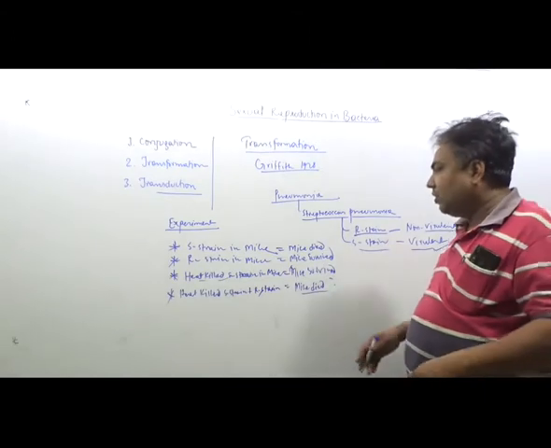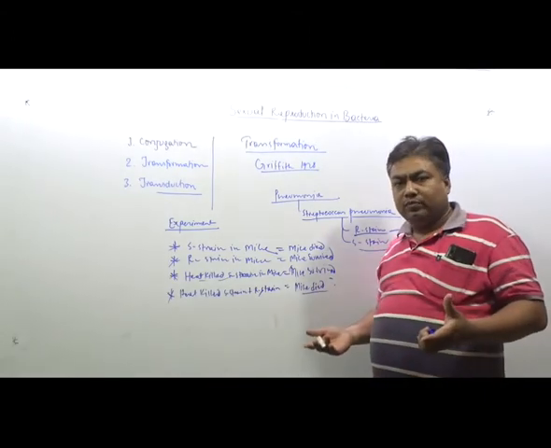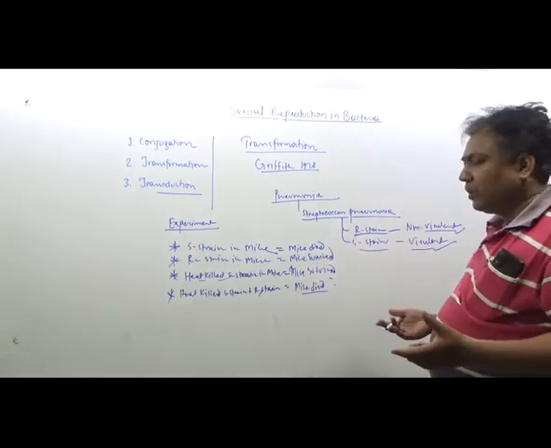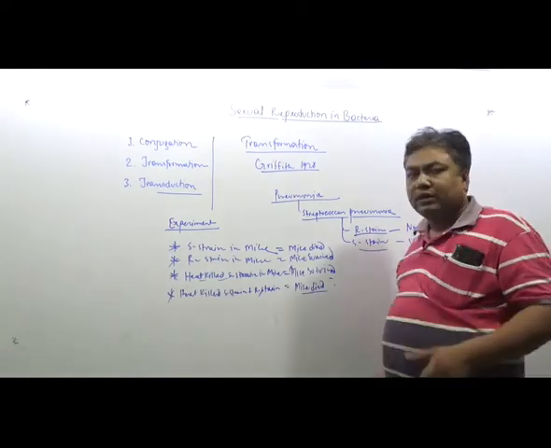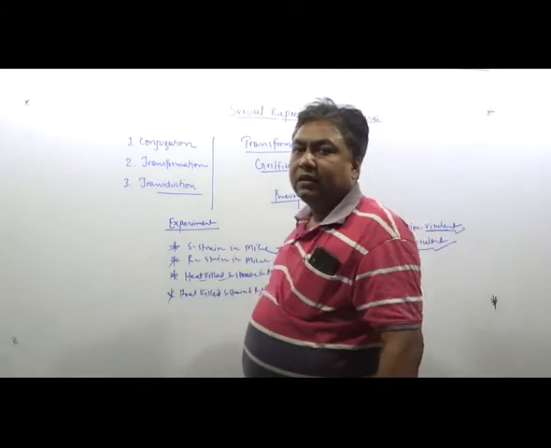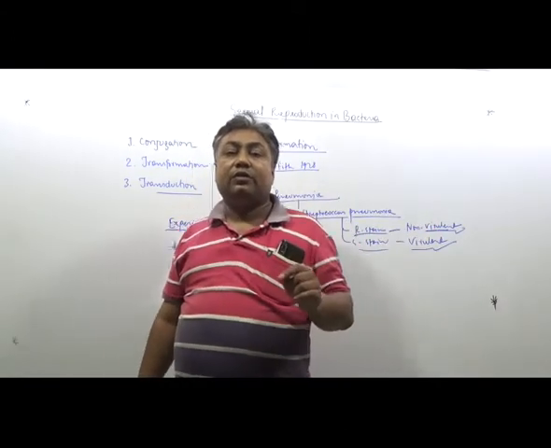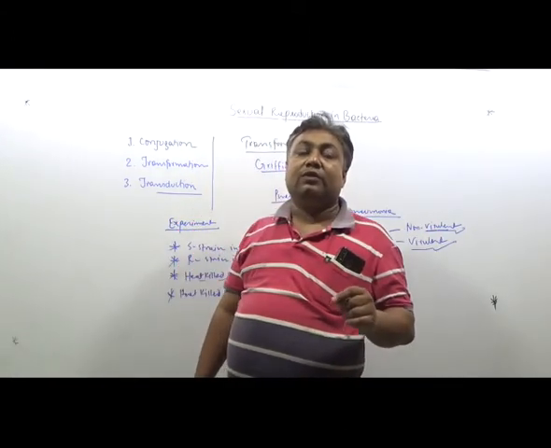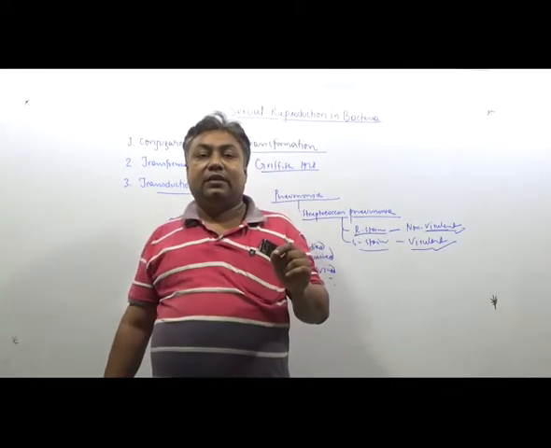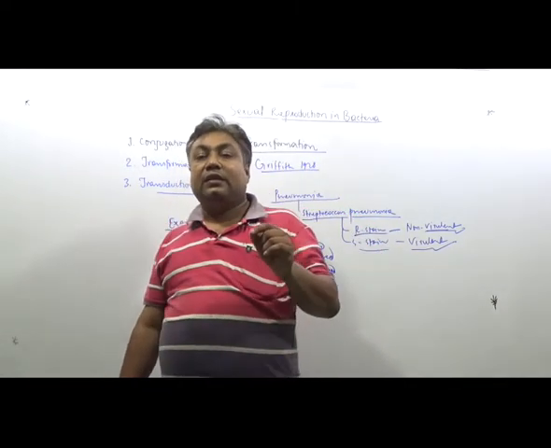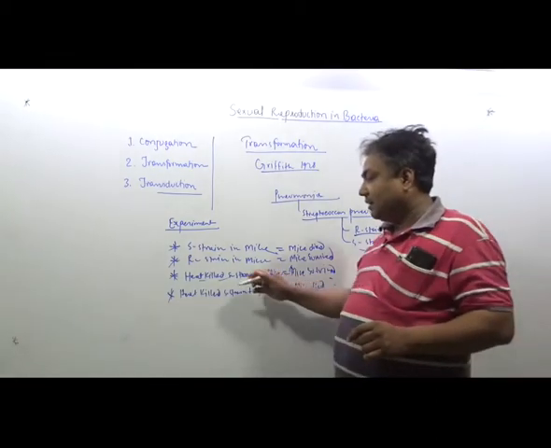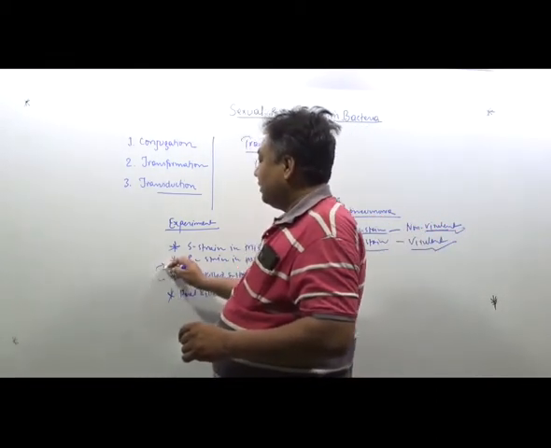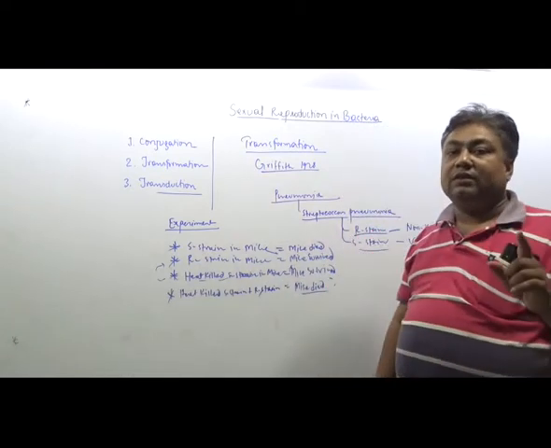So what transformed the non-virulent strain to virulent strain? There are some chemicals, molecules, which are called genetic material. And the thing which passed from heat killed SS strain to RS strain is genetic material.